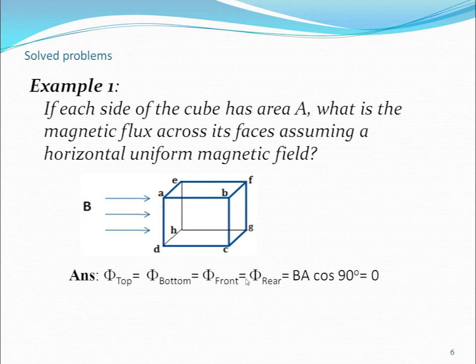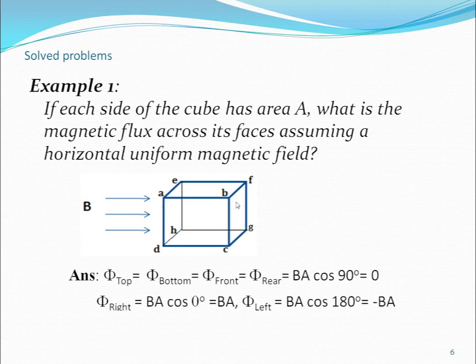In all of these cases the angle between the B and A is 90 degrees, therefore the flux turns out to be 0. But if you look at the left face, the n is drawn in this direction, the B is this way, the n is also this way, therefore they make 0 degrees. When 0 degrees is formed, BA cos 0 will be just BA.